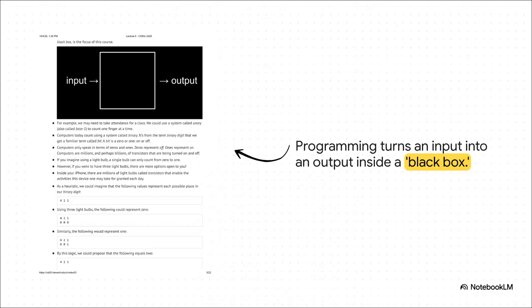So at its most basic level, every single computer program does the same exact thing. It takes an input, a click, a word you type, a photo you take. It processes that inside what we call a black box, and then it gives you an output, a like on a photo, a search result, whatever. The big mystery, the thing we're going to crack open today, is what is actually going on inside that box.